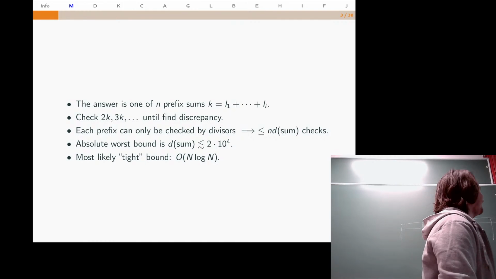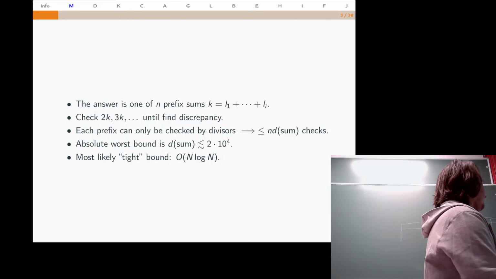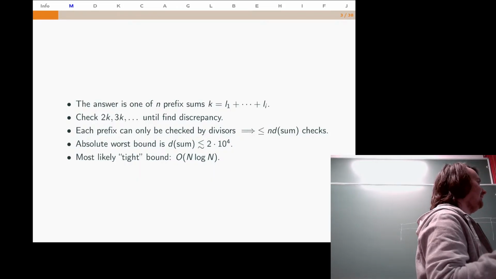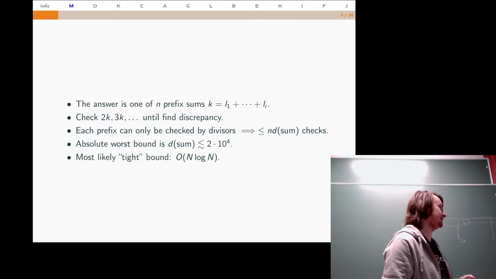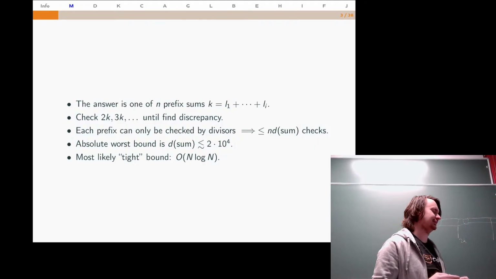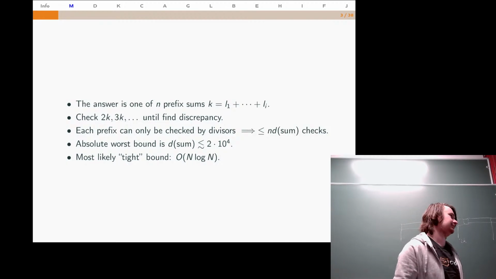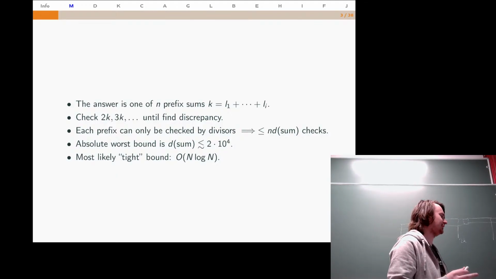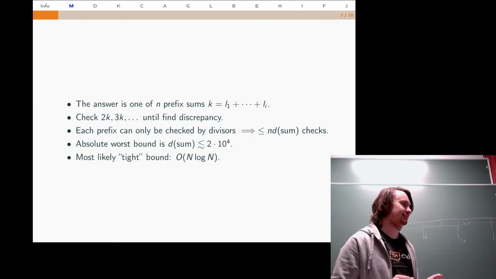Now the harder part is to estimate how much time this takes. The crude estimate is that in the really worst case, each prefix would be checked by all of its divisors, and if we look at values up to 2 times 10 to the power 15, the number of divisors could be up to 2 times 10 to the power 4. So in the worst case, it would also be multiplied by 2 times 10 to the power 5. So in the worst case, it would be a few billion.